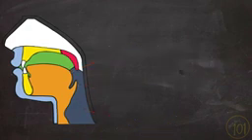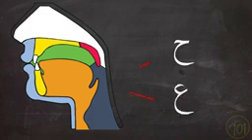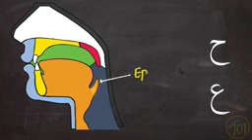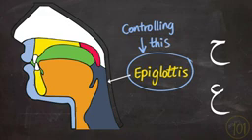So let's get started. As we said, ha and ayn come from the middle part of the throat, but to be more specific, from an organ called the epiglottis, which is that small flat part at the back of the tongue that closes when you swallow to prevent food from entering the tube that goes into your lungs. So controlling that area is the most important thing to learn to produce ha and ayn successfully.